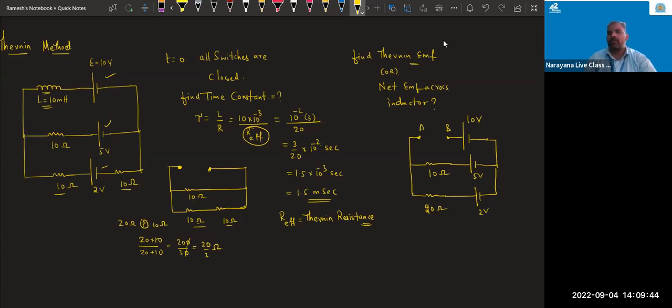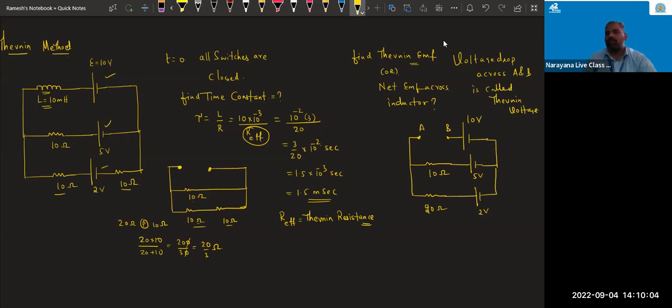Voltage drop across A and B is only called Thevenin EMF. Remember that point. Voltage drop across A and B is called what? Thevenin EMF or Thevenin voltage.